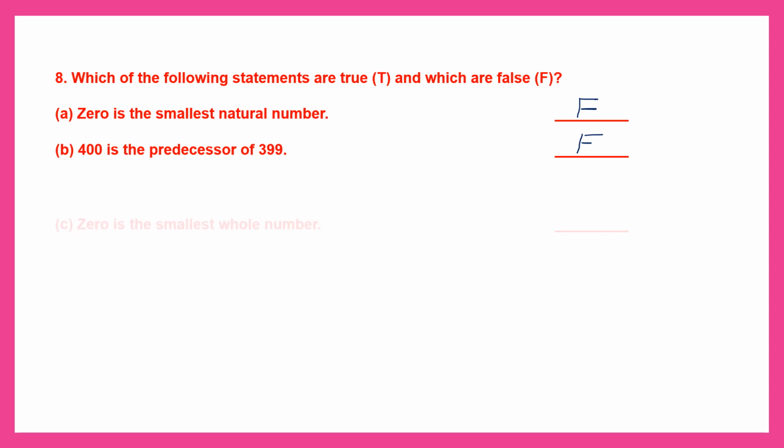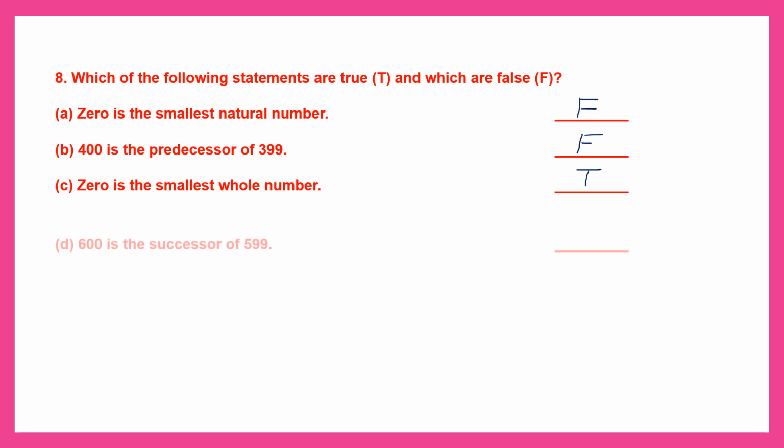Next one, 0 is the smallest whole number. That is true because all whole numbers start from 0. So this is true. Next one, 600 is the successor of 599. So if you add 1 to 599, you will get 600. So 600 is correct. That is the successor of 599. So the statement is true.